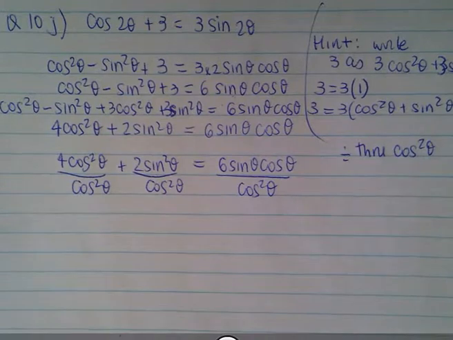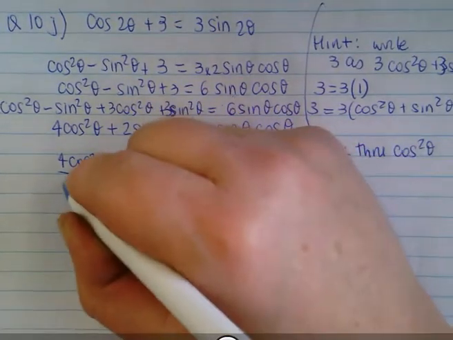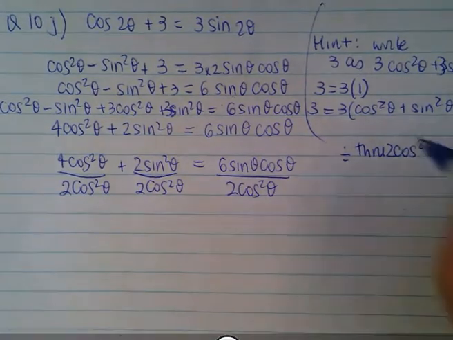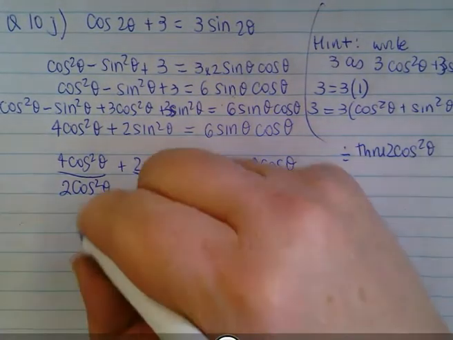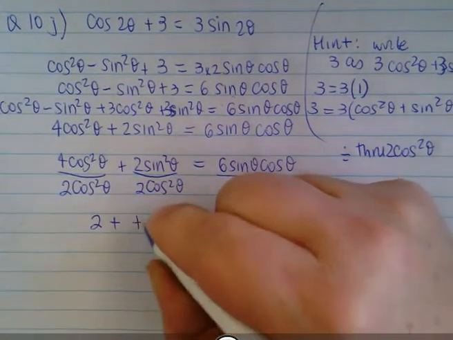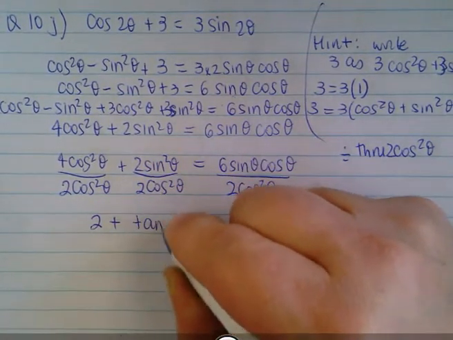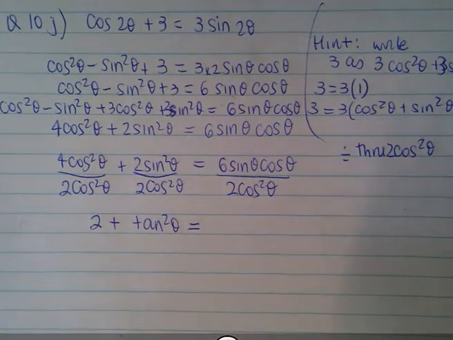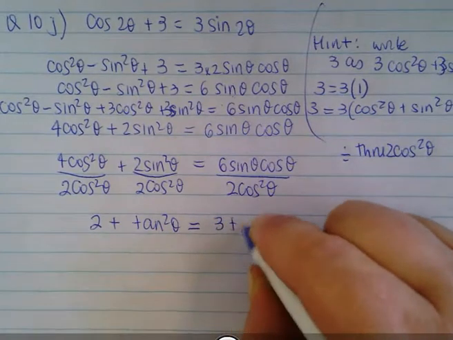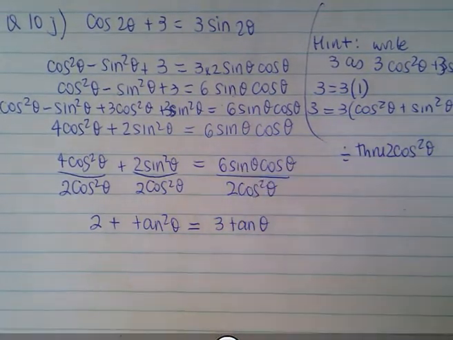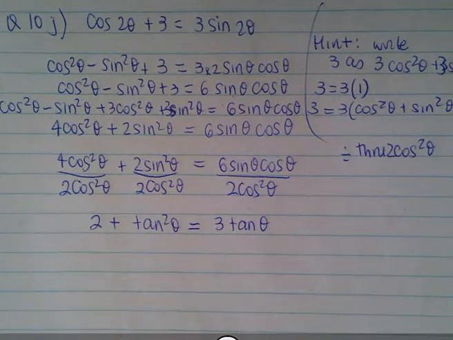We could do over 2 cos squared theta. That's good. Do you want to do that? But you could just do by, so let's divide through by 2 cos squared theta. Good suggestion. Which is 2 plus, what do we get? Tan squared theta equals, what do we get? 3 tan theta. Because one of the coses cancels and you get sine on cos. Now that is something we think we can work with.